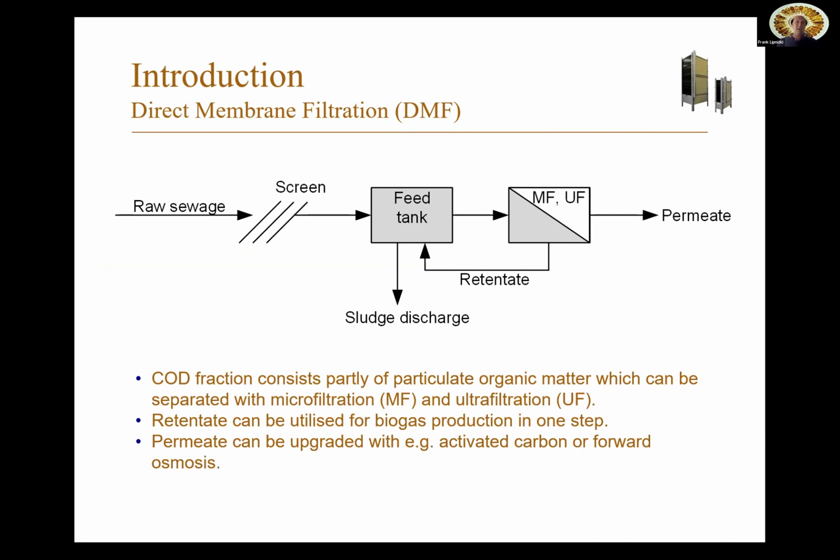The concept of direct membrane filtration relies on the following. The COD fraction in the wastewater consists partly of particulate organic matter, which can be easily separated with micro or ultrafiltration. Using micro or ultrafiltration, we get a retentate, which can be used for biogas production. And we get a permeate, which can be either directly reused or further upgraded, for example, with activated carbon or forward osmosis. This probably sounds too simple.